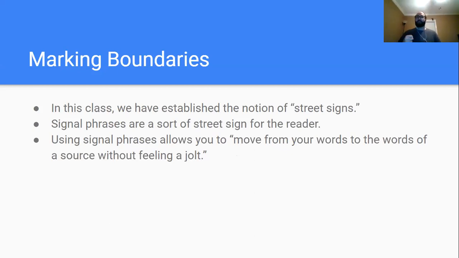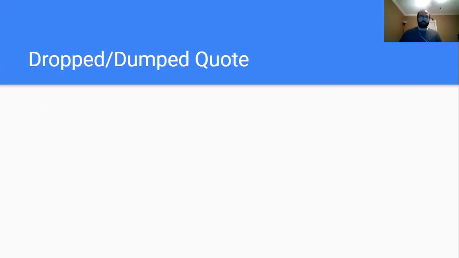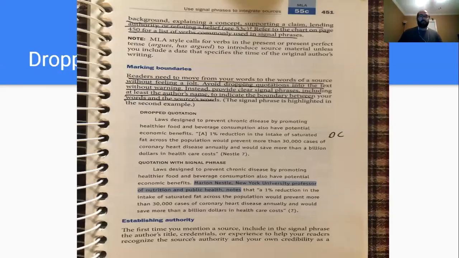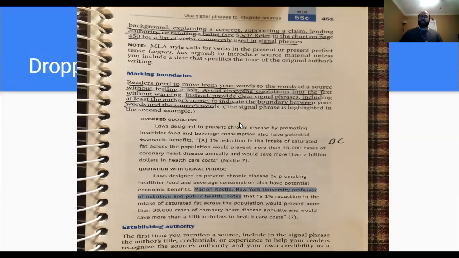So if you think about this driving metaphor, if we're going down the street and there's no sign, but you know that's your turn, you have to make a quick turn. But if your reader knows it's coming, they don't have to make that jolt or that quick jump. As a writer, you've done that for them. So here is another thing that relates to signal phrases. A lot of times when I'm grading, I'll say that you guys have included drop quotes or dumped quotes. Essentially, that means you've used some sort of research or resource in your paper, but you didn't correctly introduce it in your writing.